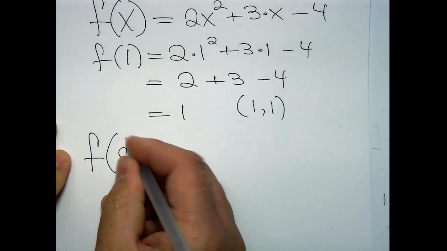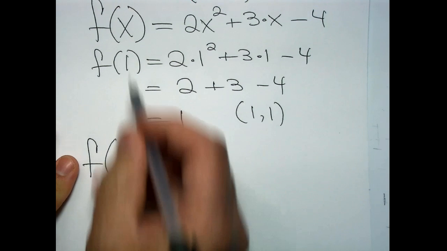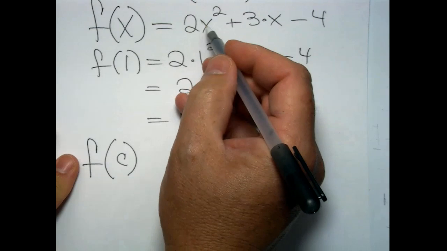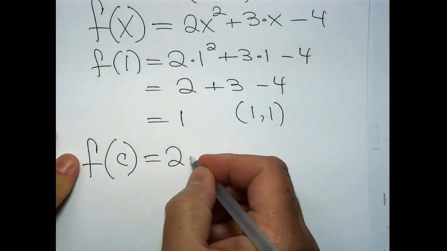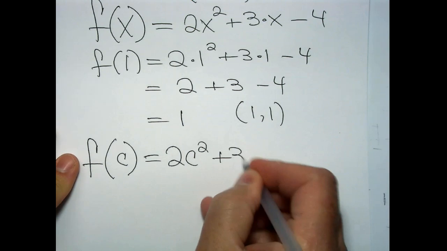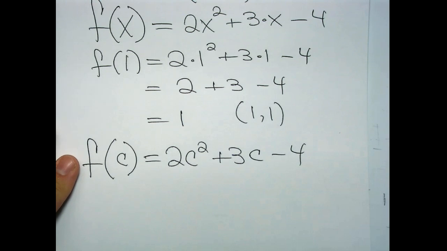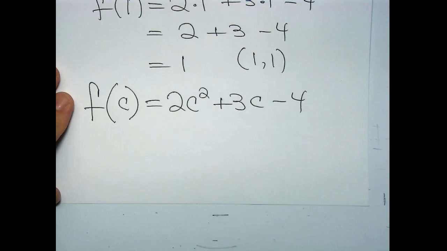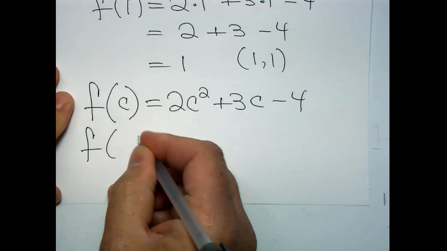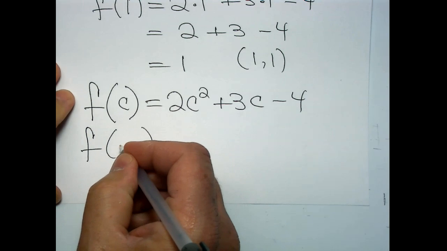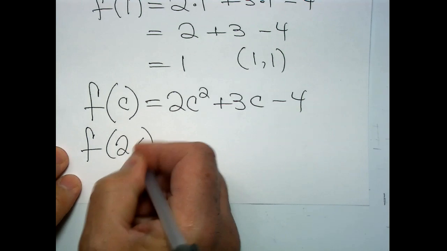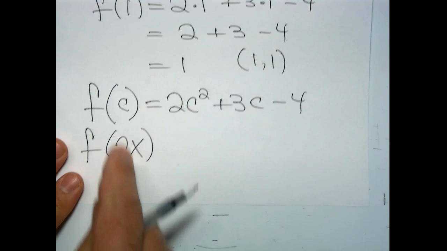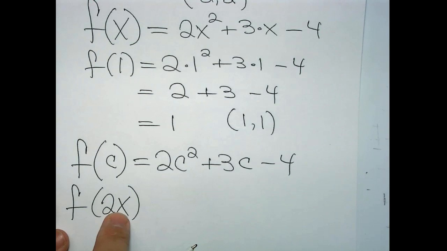Like, let's put the letter c in. I just replaced the letter x with the letter c. I am going to replace the letter x with the letter c. And that's about all I can do with that one because I don't know the value of c. I can also replace the letter x with other stuff, like you can put 2x in there. You can put whatever you want in there now. I just replaced the letter x with 2x.